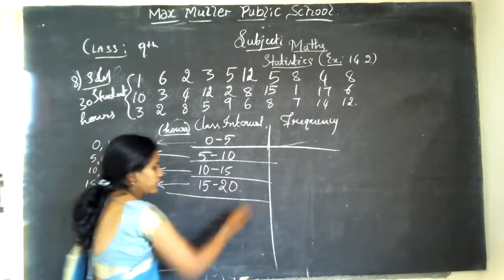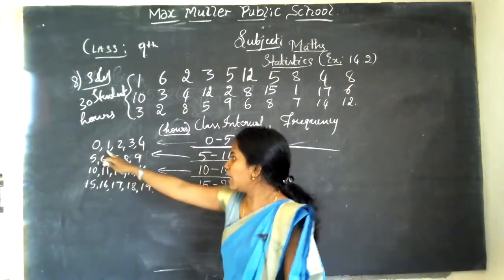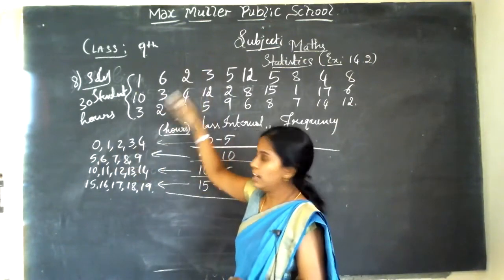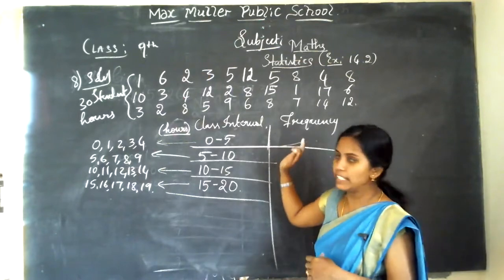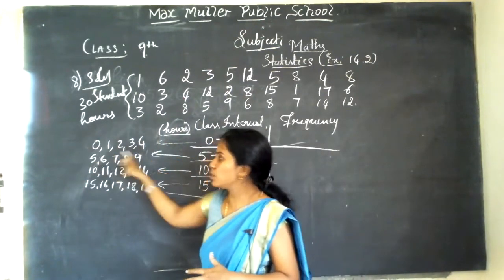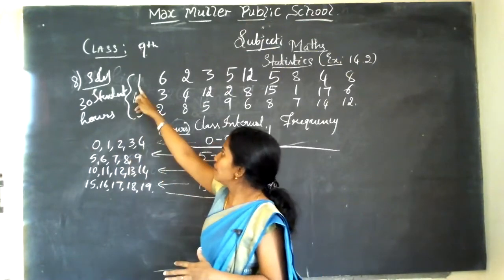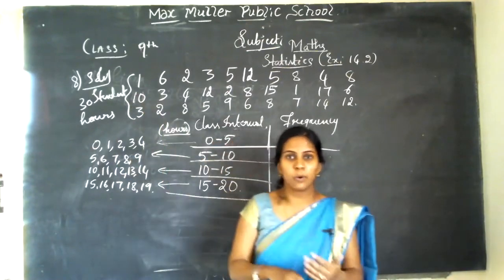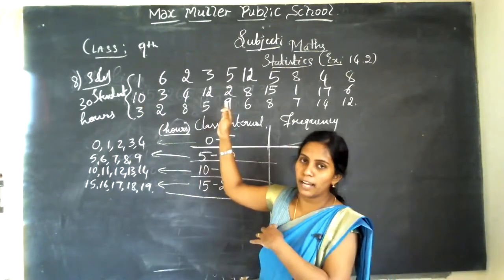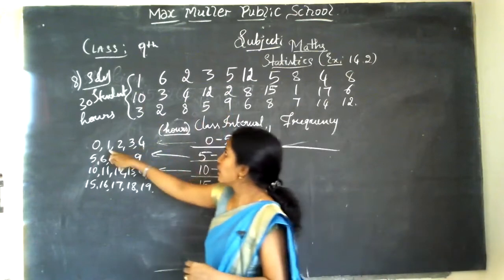So let me write now. What you have to do is observe these numbers 0, 1, 2, 3, 4 in the given data and write the frequency. How many times have these numbers repeated? You have to check in the given data. So count from the beginning. As I told you, go row wise. Always go row wise, it will be easy.